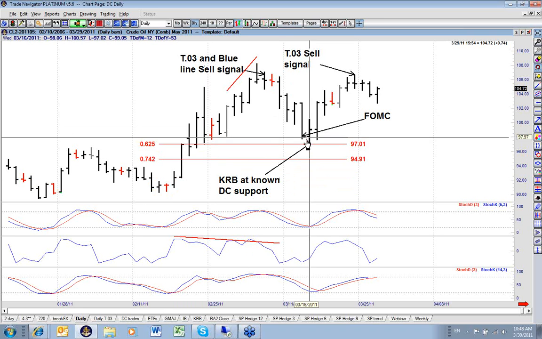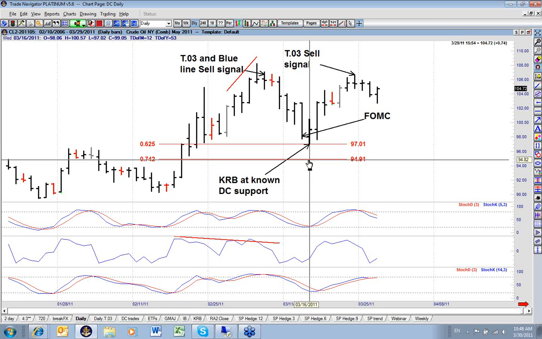However, you'll see if you stick your cursor on here that the low for this move was 97.02. The Danielcode 62.5 was at 97.01. So the fib numbers these guys like to use are approximations. The Danielcode numbers are exact. So we have a key reversal bar at known support.